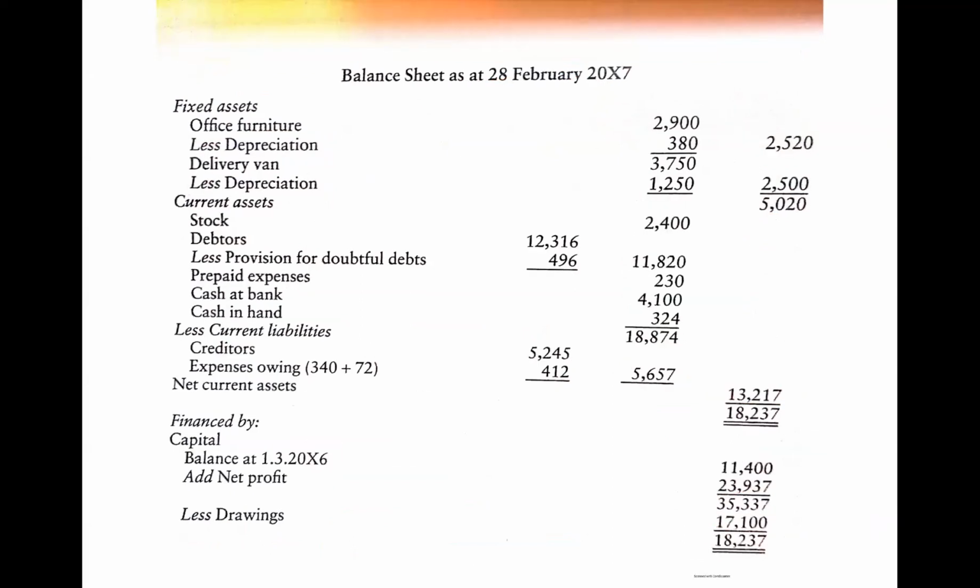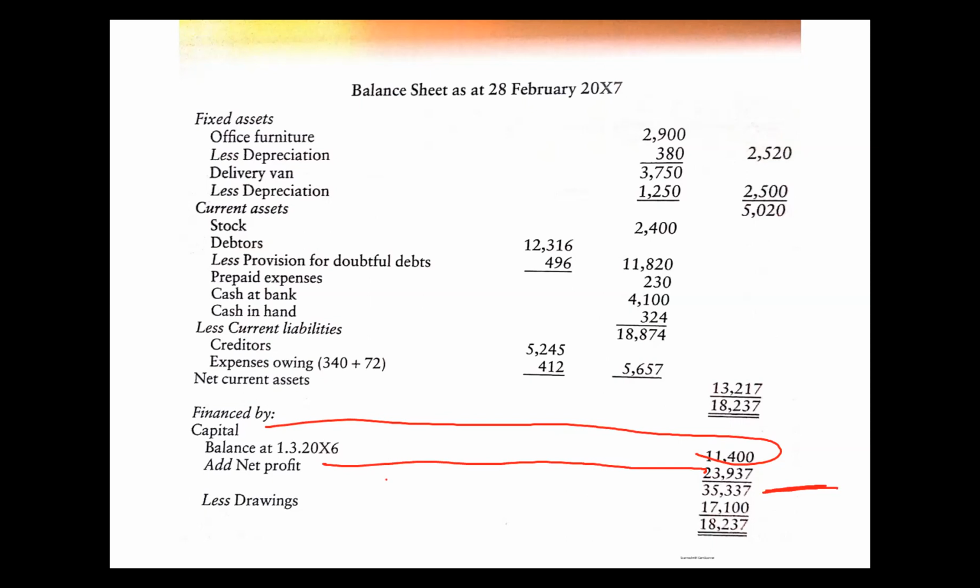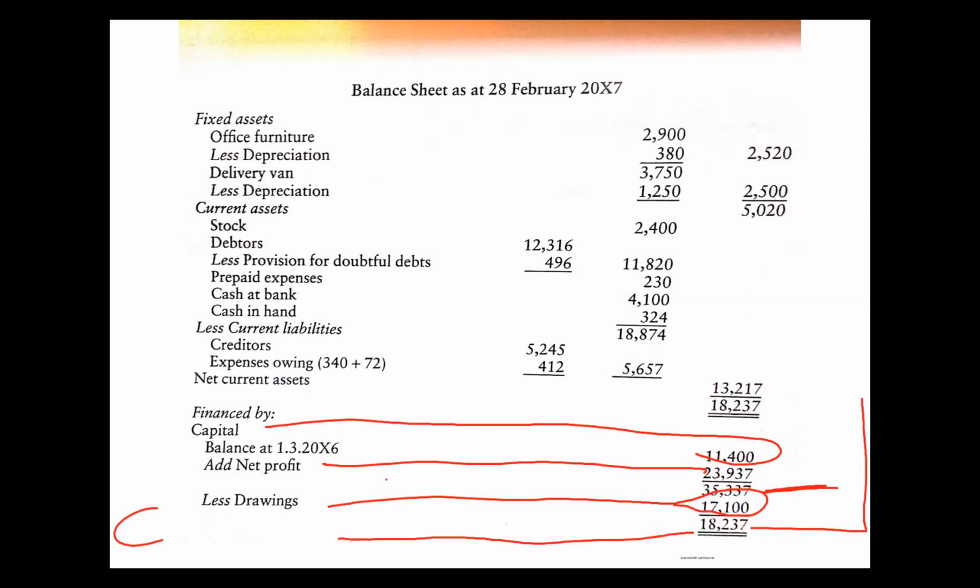Sir, I'm a bit behind on the less drawings, this amount, the 17,100. Yes. So what we said is that the format says that once you say financed by, you write your capital, which you get from the trial balance, then you add the net profit. You will have this amount, 35,337. Then from there, you will subtract the drawings. The drawings are always provided in the trial balance. This figure is there on the trial balance. Then this difference is what is called the capital employed. It should always be equal to the net assets.